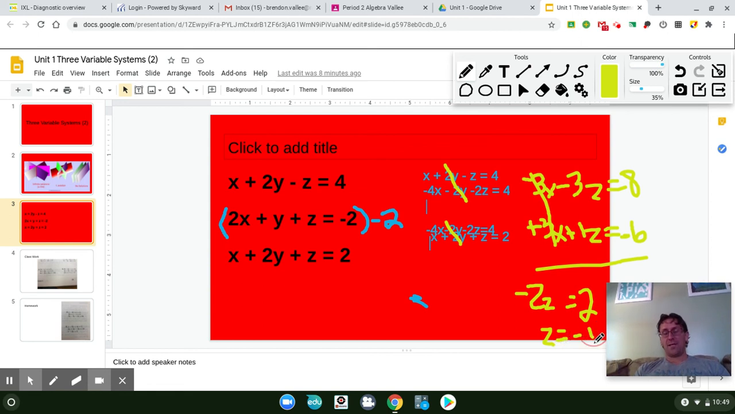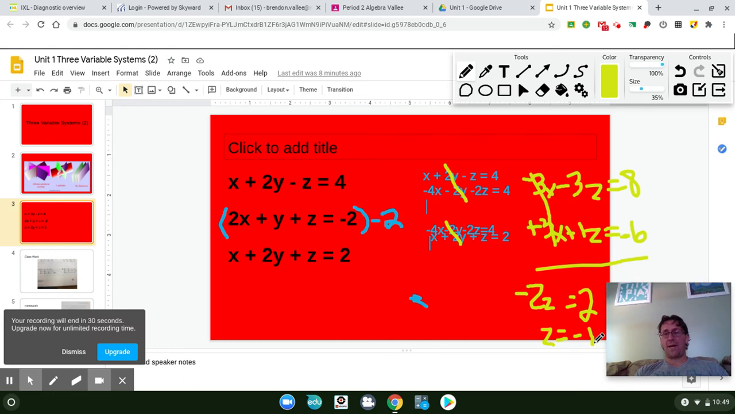So now after I get my z, I got to plug it back into one of these two equations and get my x. And then when I get my x, let's say I get 5 for x, I'm going to plug my 5 here, my -1 here, and I'm going to solve for y. So your answer will be x, comma y, comma z.